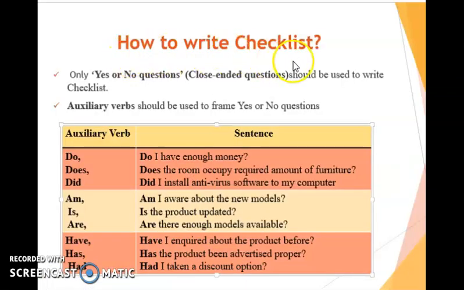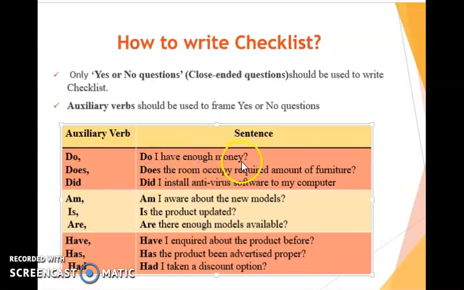Let's see how to write a checklist. Checklists are generally written using yes or no type questions, that is, close-ended questions. And to write yes or no questions, we need auxiliary verbs to initiate them. Let's see what all the auxiliary verbs are: do, does, did, am, is, are, have, has, had. Let's see how to frame questions using them.